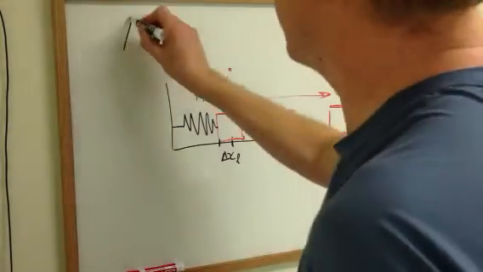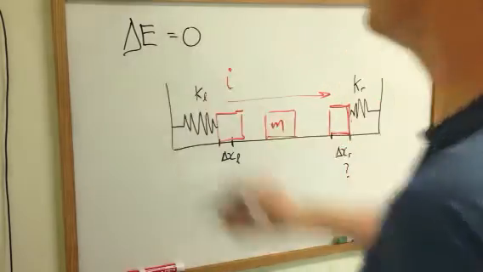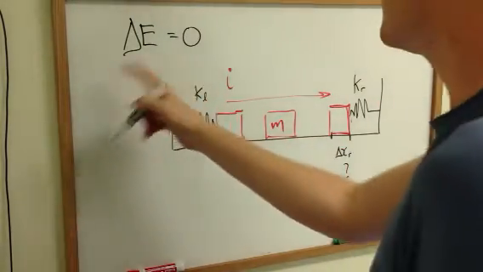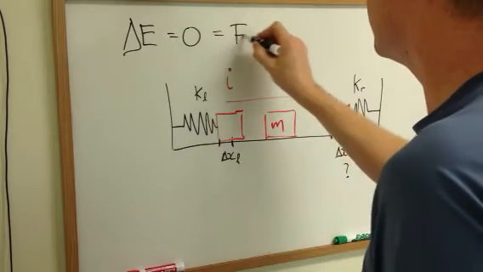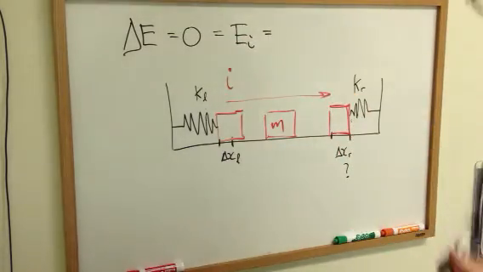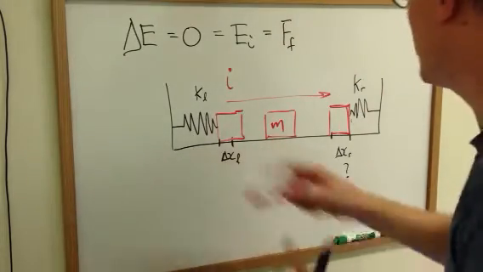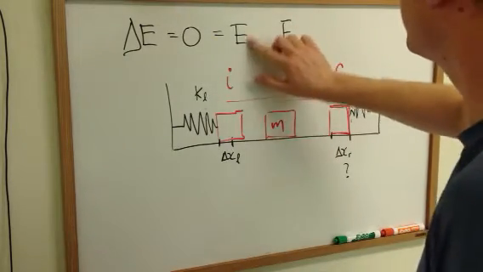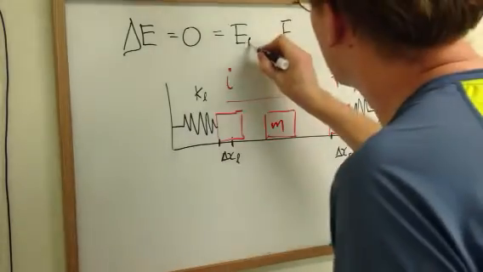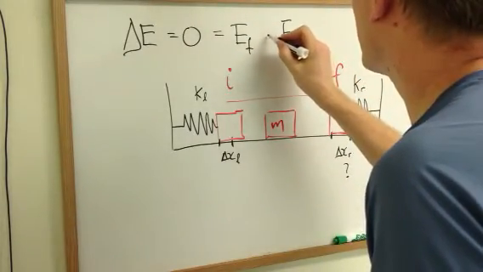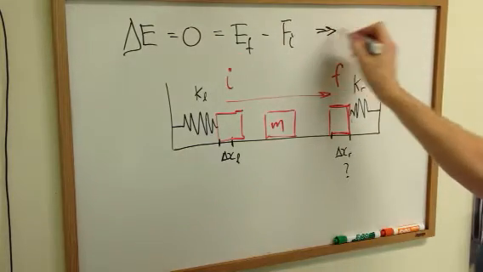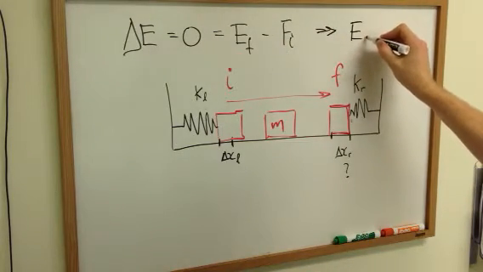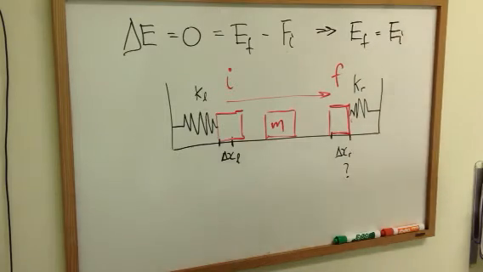We know by conservation of energy, the change in energy is going to be 0. So that means the energy initially is equal to the energy finally. So it's initially here, it's finally here. Final minus initial is better. Final minus initial is 0, which means the energy finally is equal to the energy initial. The point is the energy doesn't change at any of these three spots.